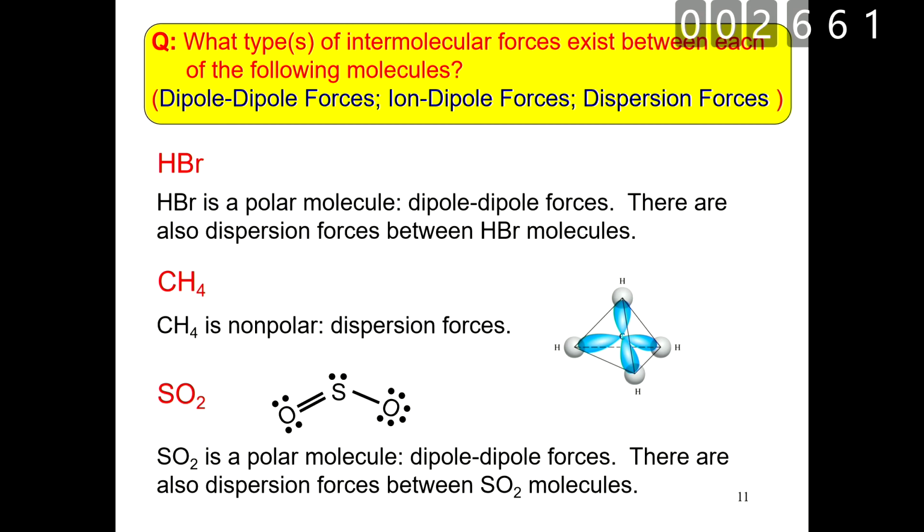So basically, you need to know the geometry first, and we introduced how to determine the geometry of molecules, right? And then if it's a polar molecule, it has dipole-dipole forces. Okay. And all these gases have dispersion forces.